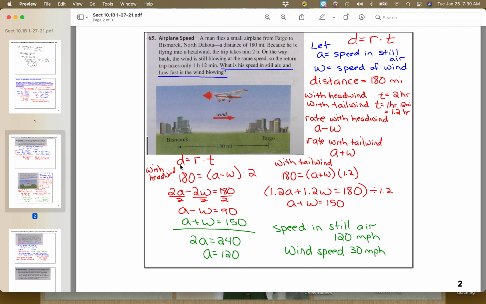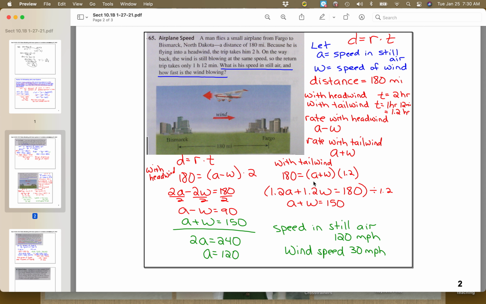So using this formula, distance equals rate times time. With the headwind, I have my distance, that's going to be the same, equals the rate, which is A minus W, times the time, which is 2 hours. So I distributed the 2 and I just rearranged the sides of the equation. And then notice I can divide out a 2. And I get A minus W equals 90. So that's from this one.